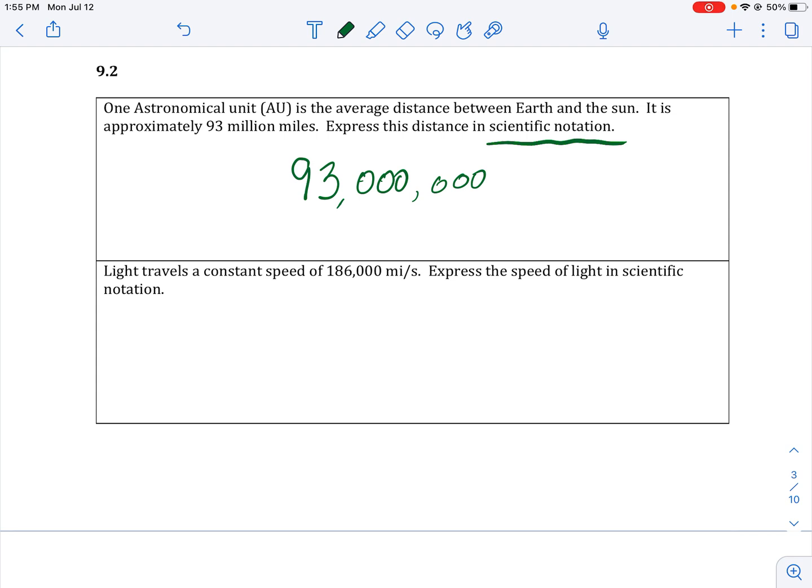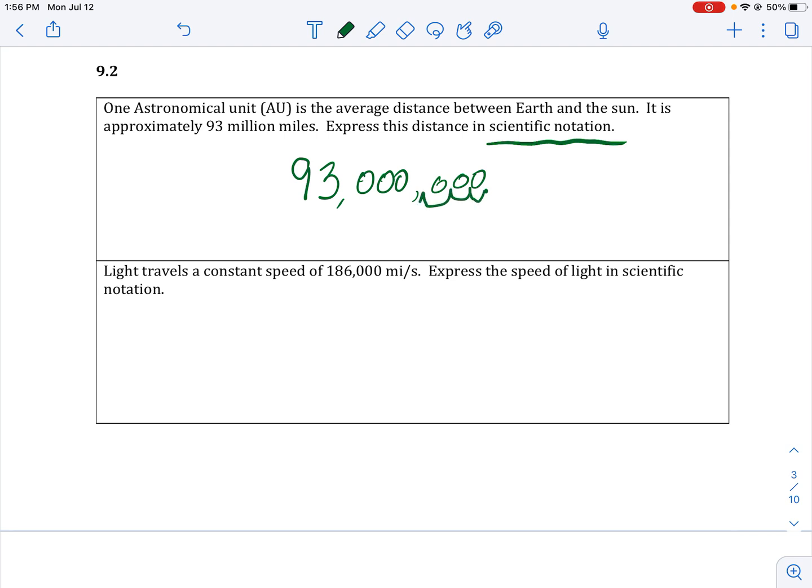The first thing we need to do is be able to identify where the decimal point is. When we have a number, the decimal point is always at the end if we don't see it. We want there to be only one number to the left of the decimal. Remember, that first term has to be between 1 and 10. So I'm going to move this decimal to be between the 9 and the 3, but I'm going to count how many times it takes to get there.